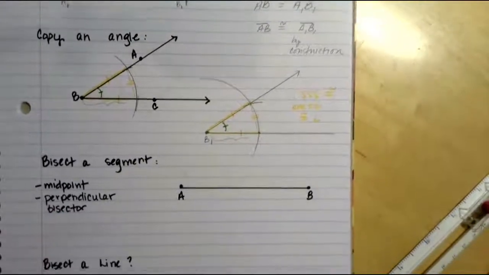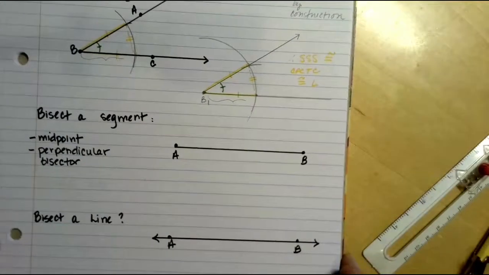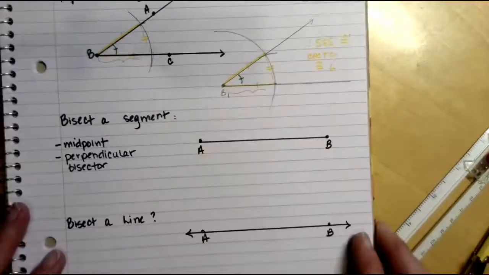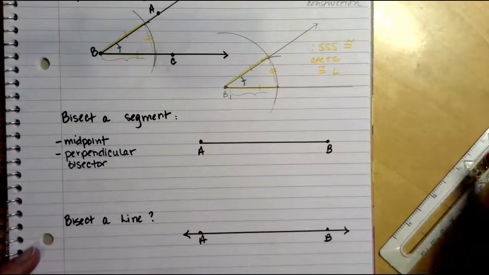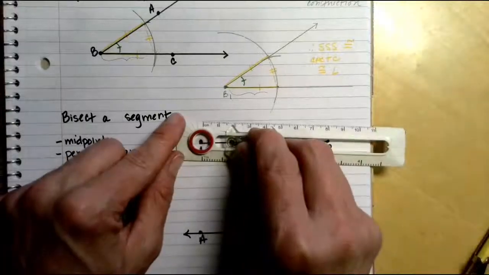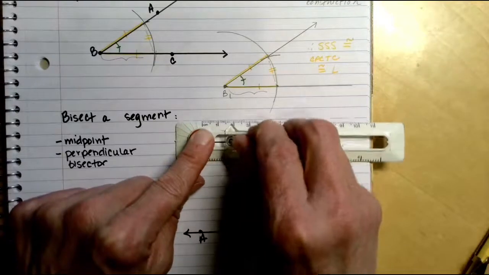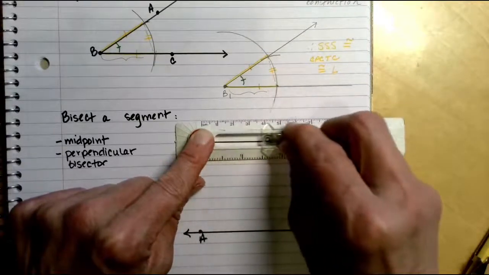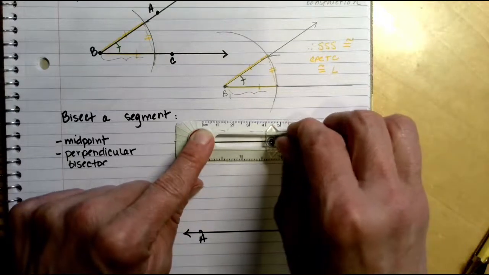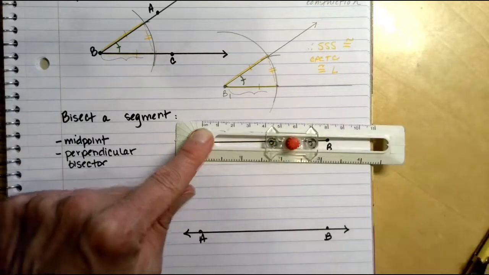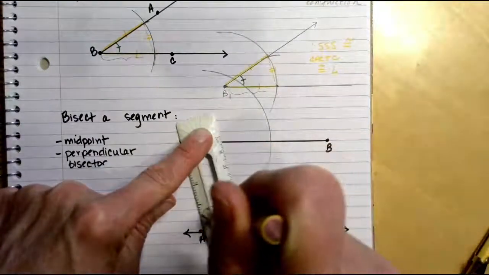Are you ready to bisect a segment? So when we bisect a segment, we want to find that middle point, that middle place where I can draw. So what we're going to do is put the nose of our compass and stretch this out so that it's past what I think might be the midpoint. And then I'm going to draw an arc above and an arc below my line.